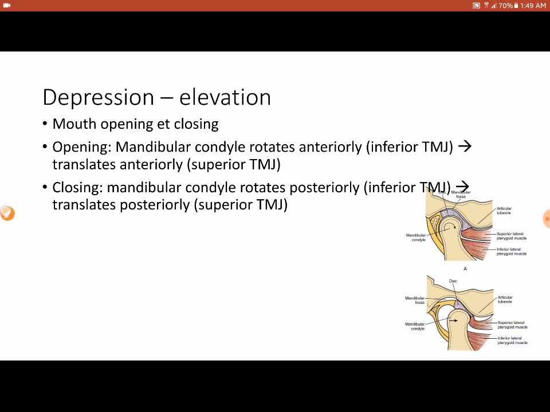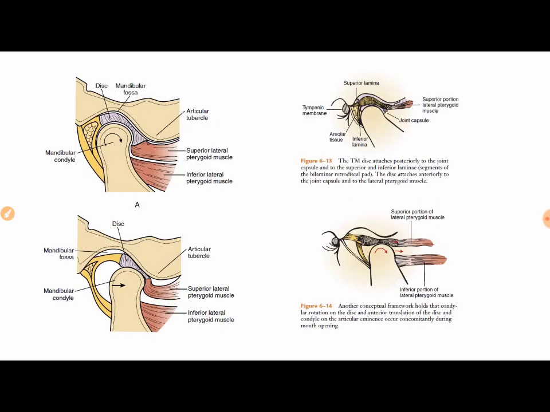While closing, there is rotation posteriorly of the inferior TMJ or lower TMJ and posterior translation of the upper TMJ. So here's the photo.